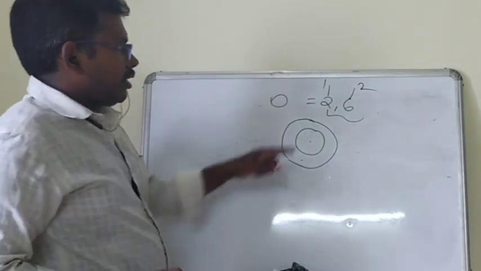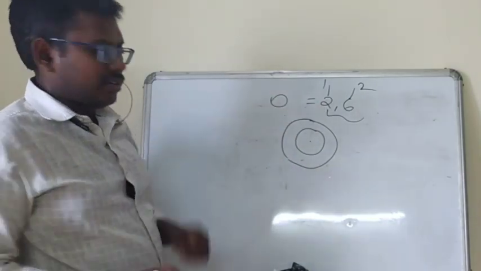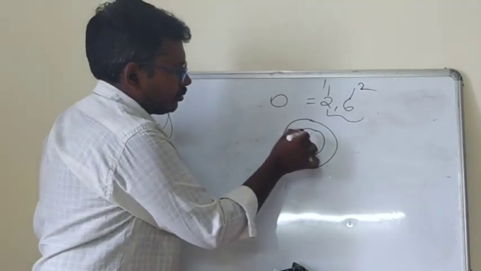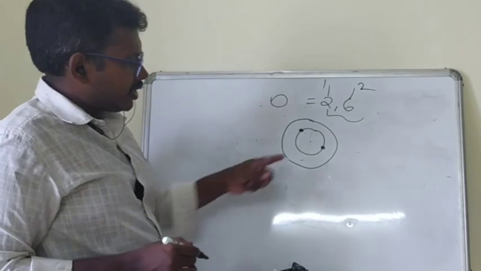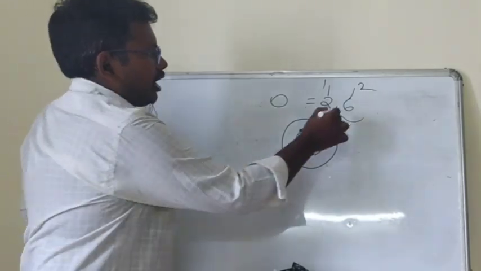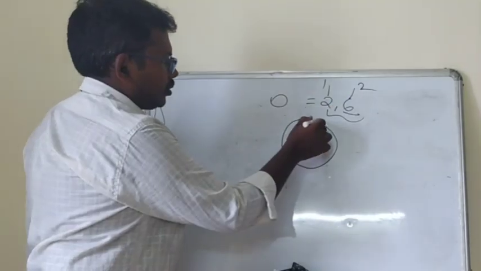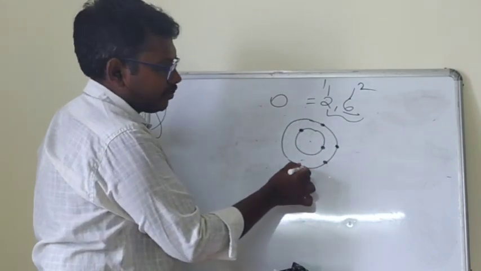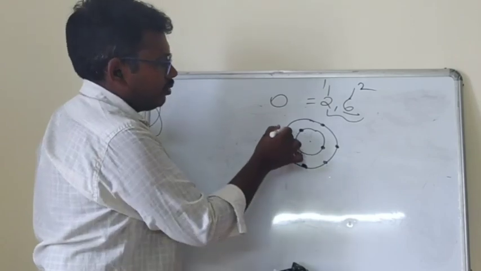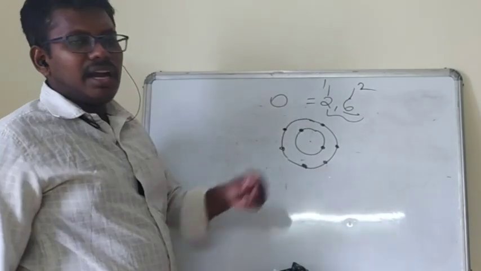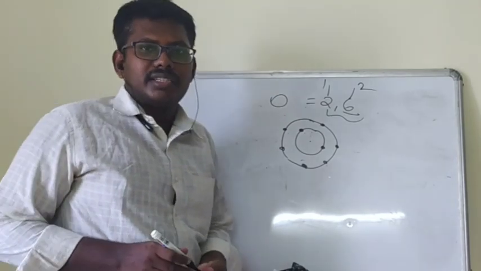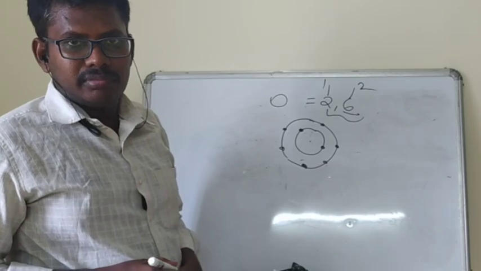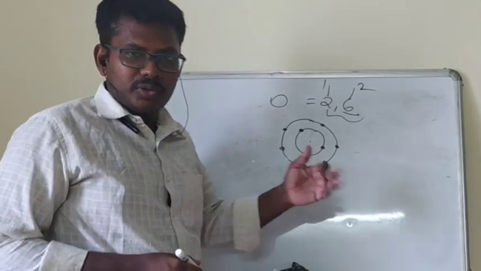In the first orbit, how many electrons are there? 2 electrons. So keep dots in the first circle, anywhere: 1, 2. In the second orbit, how many are there? 6 electrons are there, so here keep dots: 1, 2, 3, 4, 5, 6. This is called the geometrical representation of the oxygen atom, or we call it the dot structure of an oxygen atom. So you understood the electronic dot structure of an atom now.